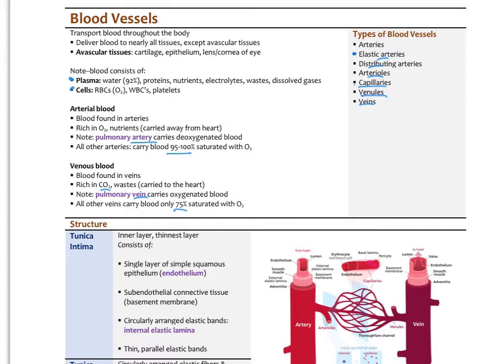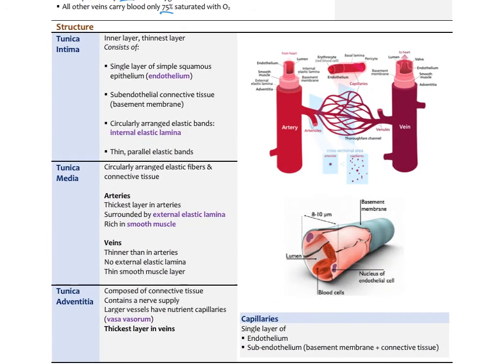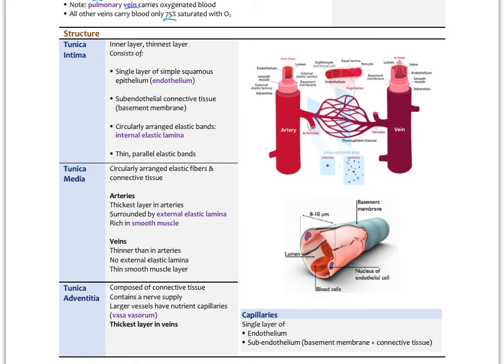If we look at the structure of blood vessels, there's really three basic components of all blood vessels, arteries, veins, etc. There is what's called the tunica intima, which is the inner layer. It's the thinnest layer, and it consists of the endothelium, as we said, and a basement membrane that it rests on, and then usually some elastic bands around that, called the internal elastic lamina, and that gives a springiness, stretchiness to the blood vessel. And then there's sometimes thin parallel elastic bands as well.